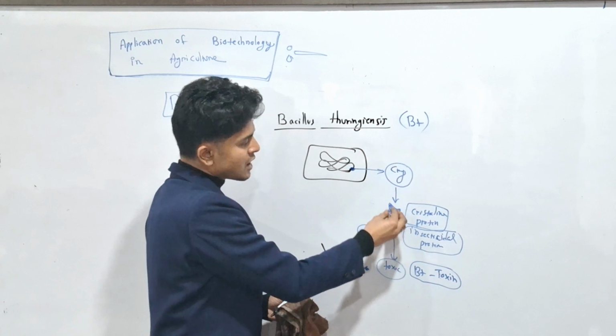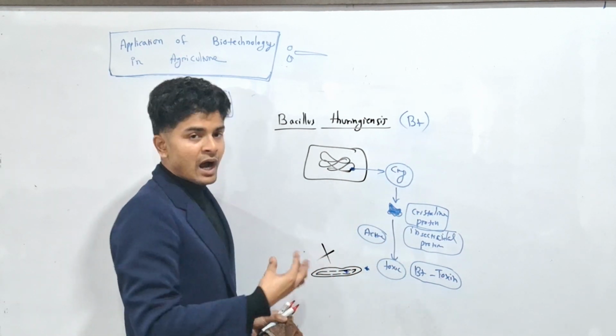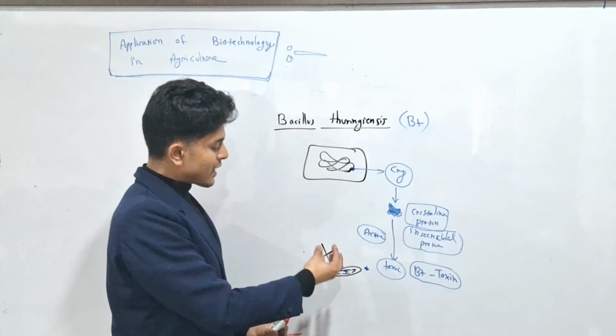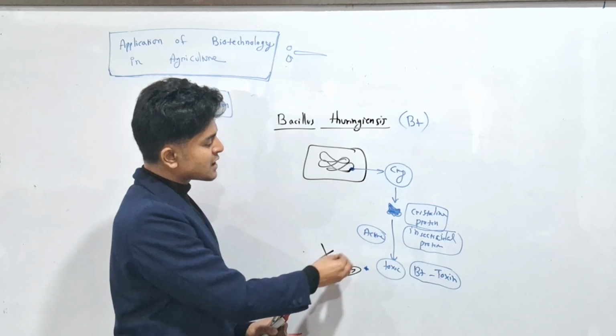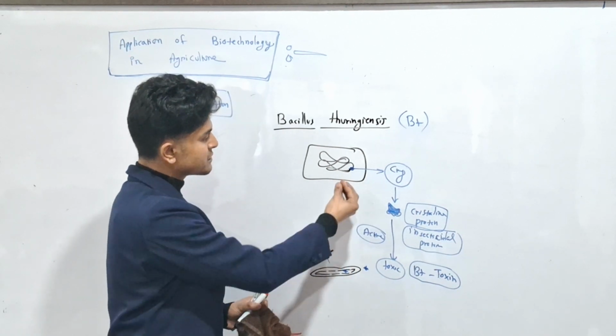But when this protein goes inside the insect's body, the insect's body has a higher, alkaline pH. So when it goes inside, the pH is high, and at this time the protein becomes active and destroys their body. This is how the Bt toxin works.